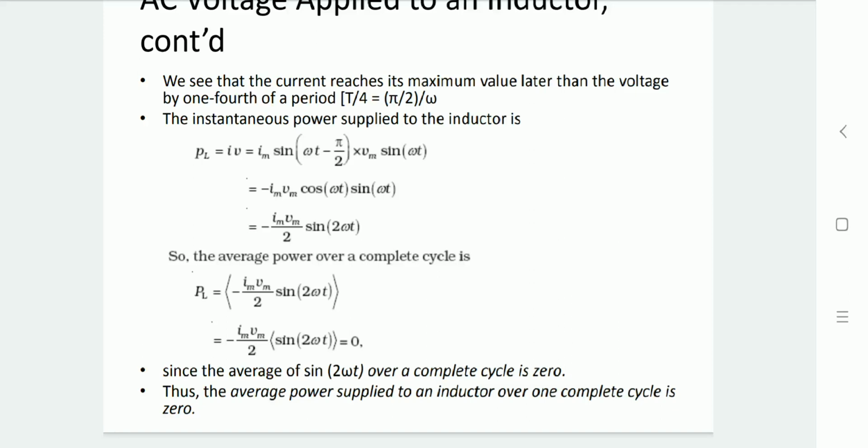Now if we want to take the average value, Im Vm is constant, so we have to take the average of sin 2 omega t. And the average of sin 2 omega t is 0, so the average power is 0. Focus on that: the average power for a resistor is a non-zero value, 1/2 Im square into R, and here the average power is 0.